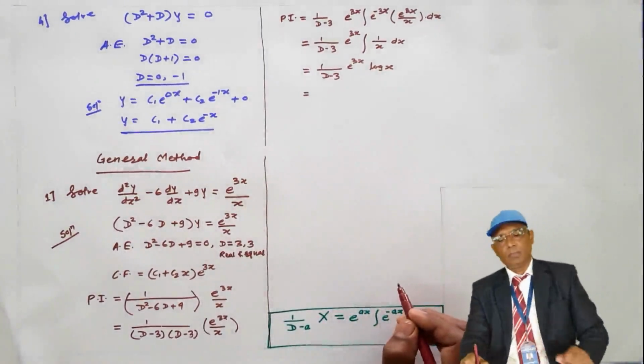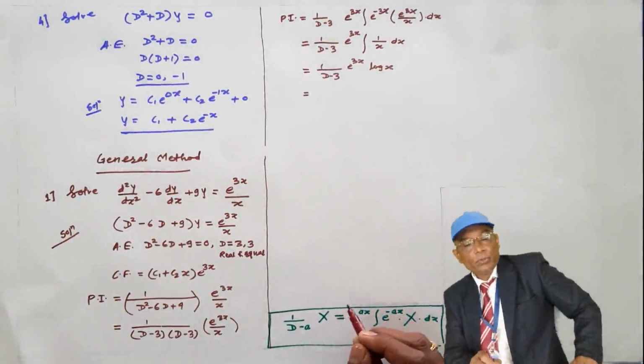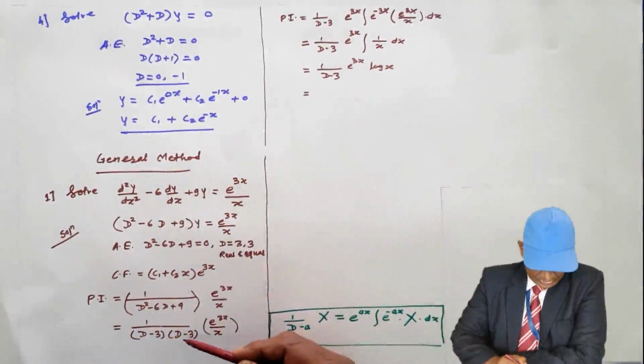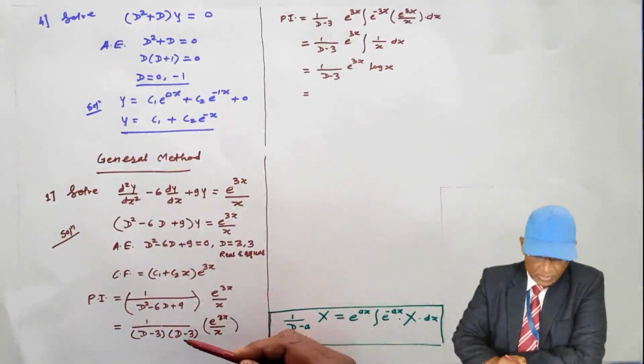Now, what I am going to do: again the extreme right operator, that is 1 by D minus 3, I have operated.